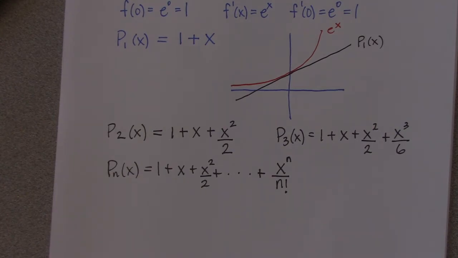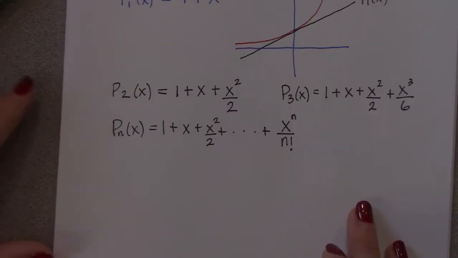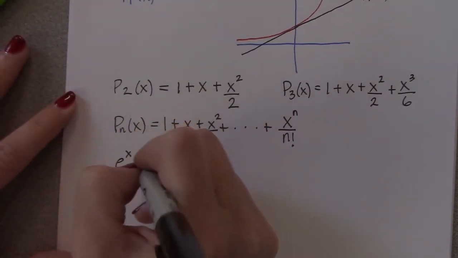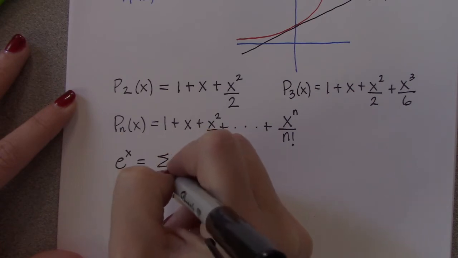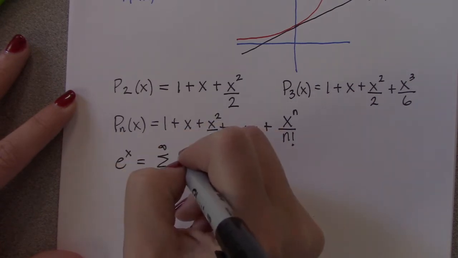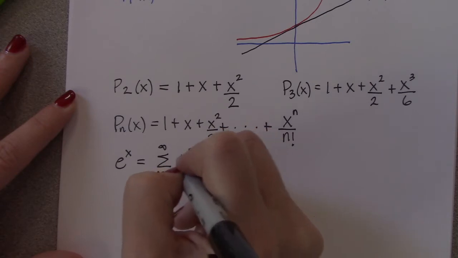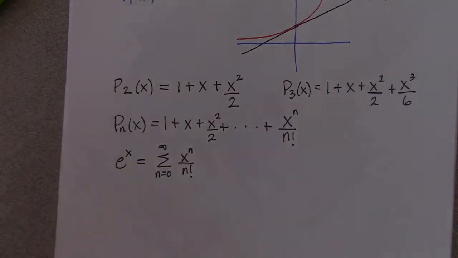So what's actually happening in this polynomial is that this is technically 1 over 0 factorial, but 0 factorial is 1. This is 1 over 1 factorial, but 1 factorial is 1. And then we get 2 factorial. And when you look out at the third degree, that's actually 3 factorial. So if you want to write the power series of e to the x, the infinite series, we go from n equals 0 to infinity of x to the n over n factorial.